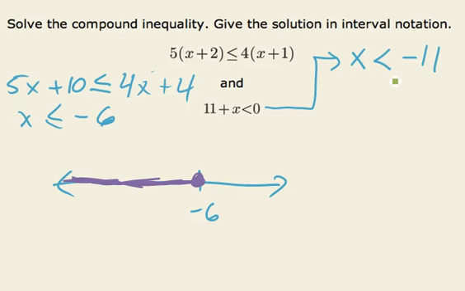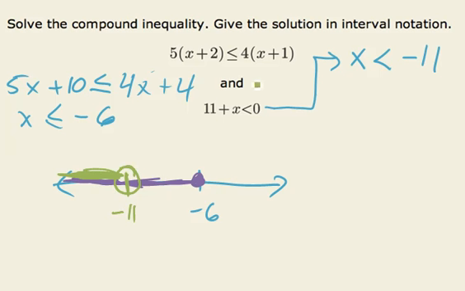The other x values we want are these, x less than negative 11, sorry. So here's negative 11, and I want x's again less than that. This time I do not get to include 11. So I put a circle around that one, open circle.